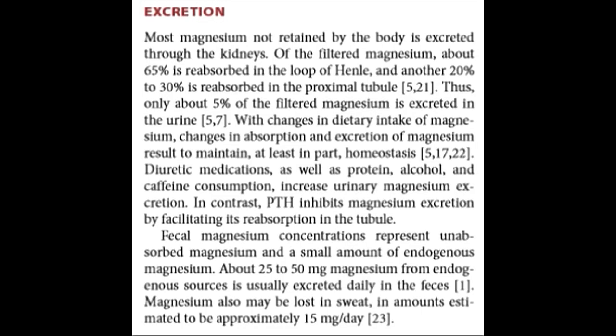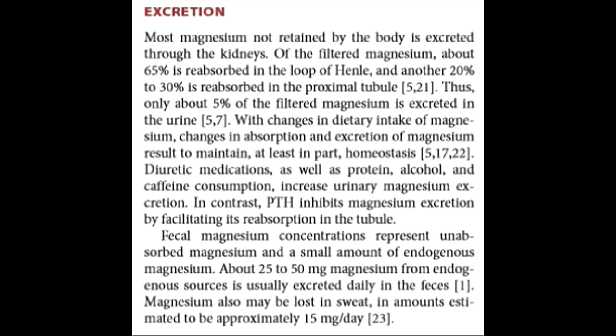Next one is excretion of magnesium. Most of the magnesium that is not retained by our body is excreted through the kidneys, through urine. So 65% of the magnesium is reabsorbed in the loop of Henle. Then another 20% to 30% is reabsorbed in the proximal convoluted tubule. Only 5% of the filtered magnesium is excreted through urine.